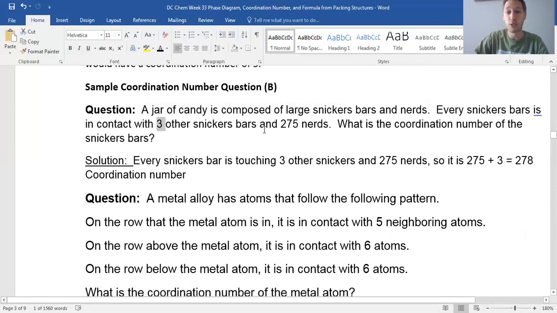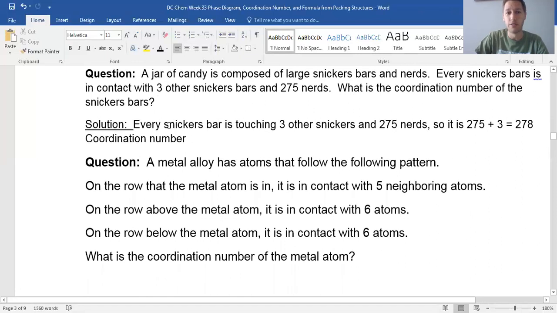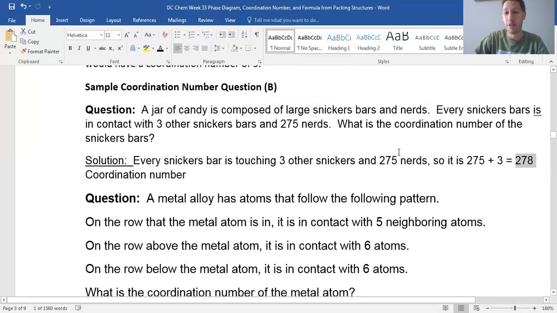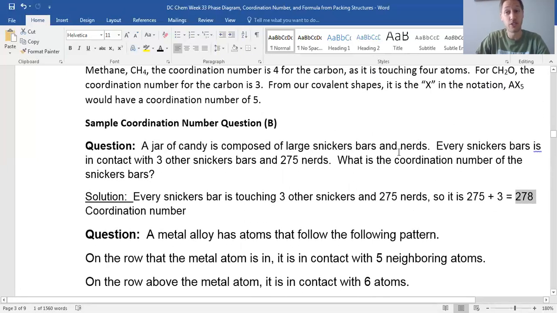And it also says every Snickers bar is in contact with 275 Nerds. What's its coordination number? Oh, well, since every Snickers bar is touching 3 other Snickers and 275 Nerds, its coordination number is just add those together, 278. Its coordination number would be just equal to how many things it is touching.